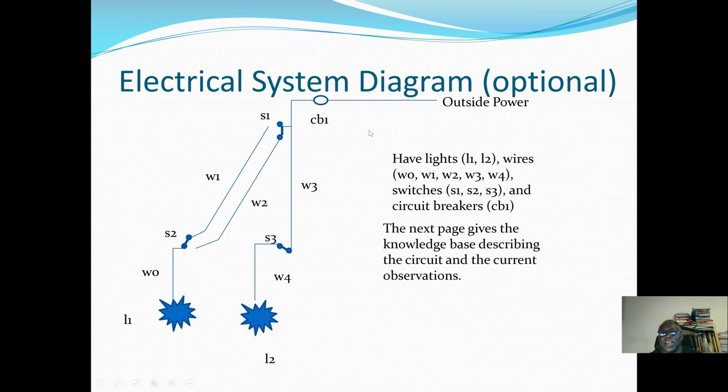So we have an electric system diagram. Here we can see we have a switch. The lights are represented by L1 and L2, which are right here, the blue ones. And we have W0 up to W4, which represent the wires. So we can see that the wire W0 connects one light bulb to the switch S2. S1, S2, S3 are switches. So this is an electric diagram with three switches, and wires connected between the switches and also the light bulbs.